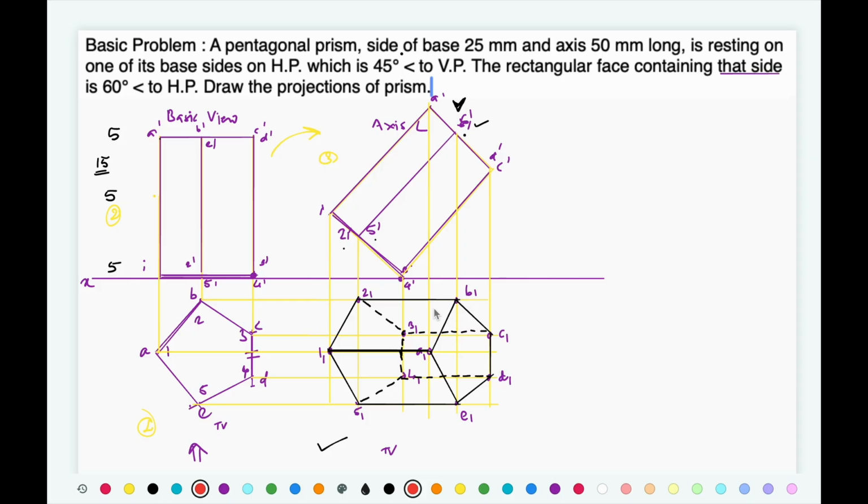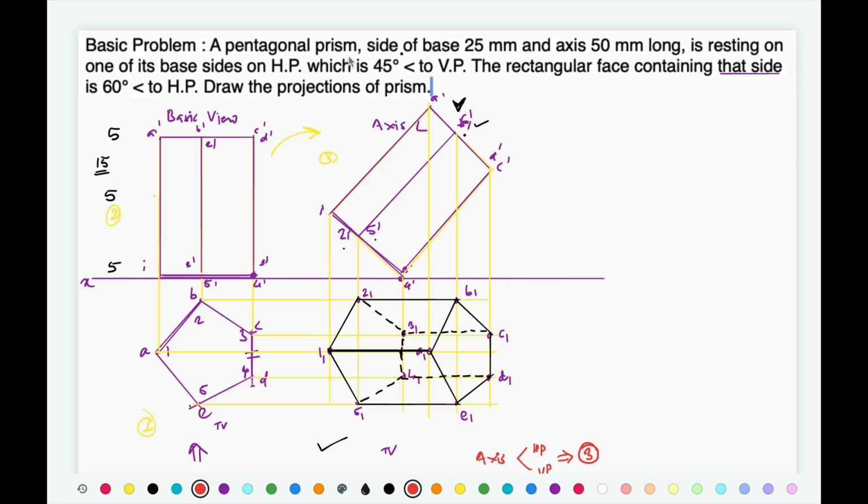This is the next example. In this example, the axis of the solid is inclined to both HP and VP. So as I mentioned earlier, this solution is going to have 3 steps. I have chosen one example which is similar till step number 2, and just the third step is going to be added to this same solution. So let's go through the question.